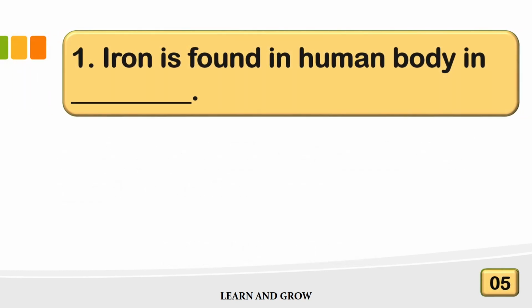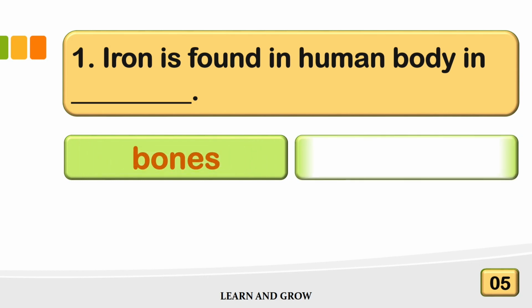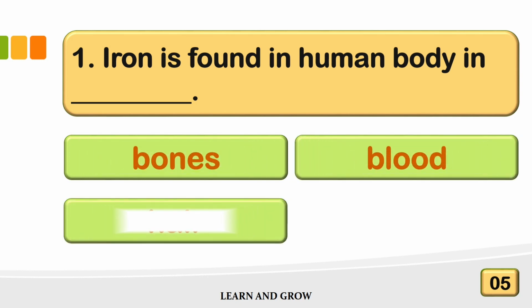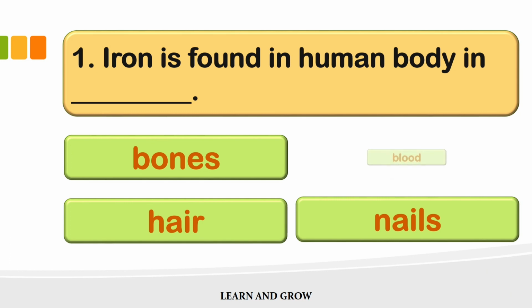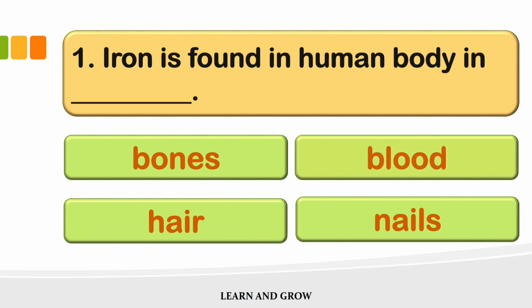Iron is found in the human body in ___. Option A, bones, B, blood, C, hair or D, nails. The right answer is blood.